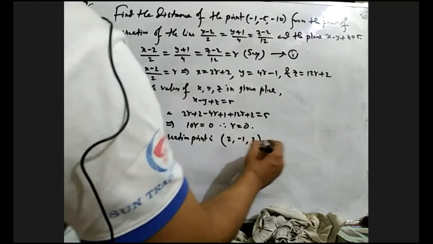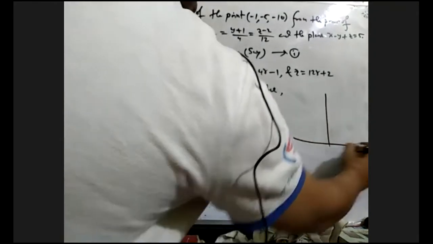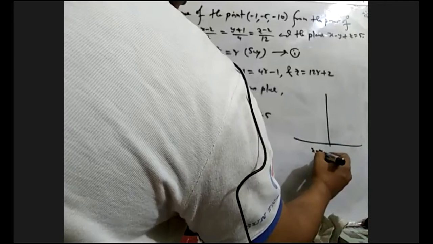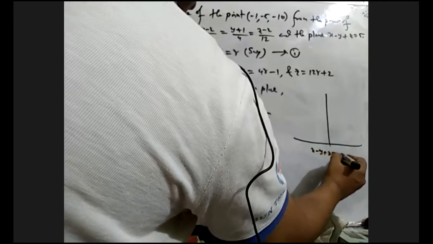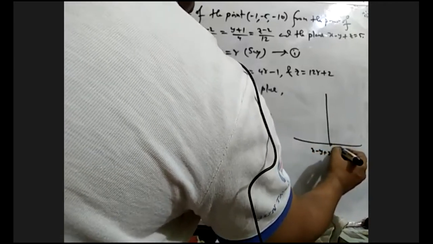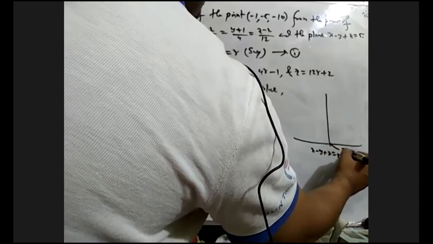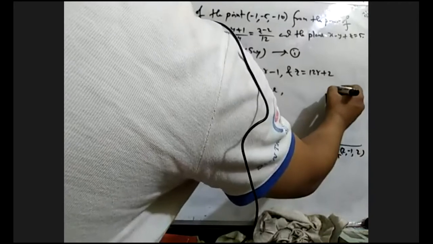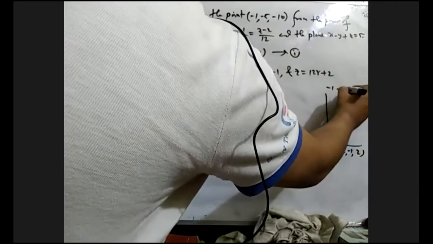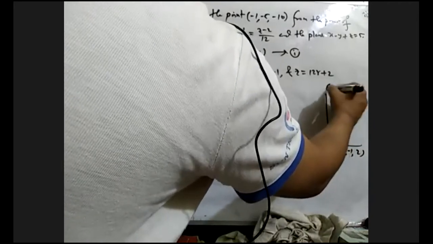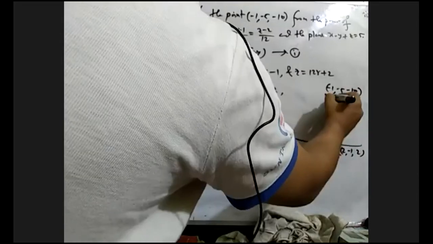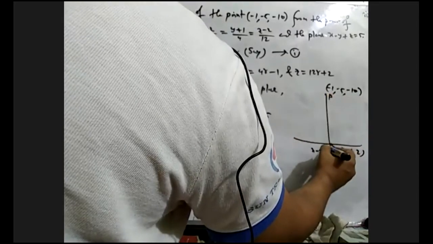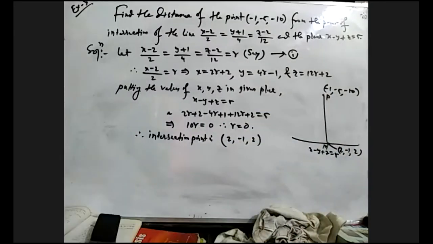Okay, and this is the equation of plane x minus y plus z equals 5, and this is the intersection point, 2, minus 1, 2. And this is the point minus 1, minus 5, minus 10. This is the P point and this is the M point, and this is the equation of the plane.